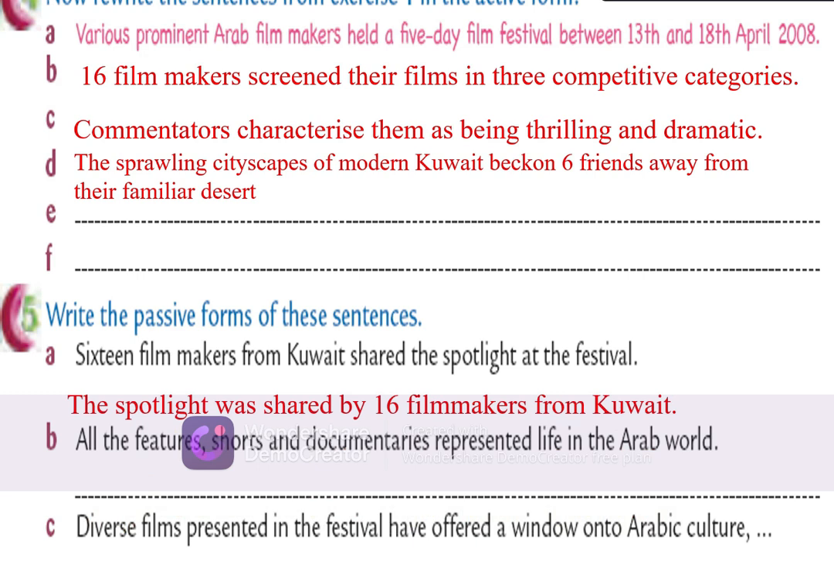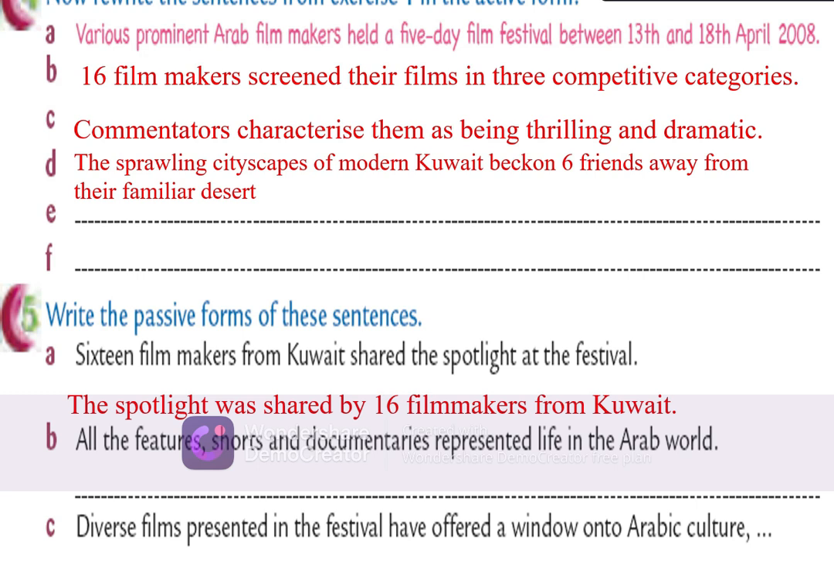So the spotlight. What is the tense here in this sentence? Shared, so it is verb 2. Because we have verb 2 in the original sentence, we need to form a verb to be according to the tense, which is was. Then we change the main verb into verb 3. Now we have the full sentence: The spotlight was shared by 16 filmmakers from Kuwait.